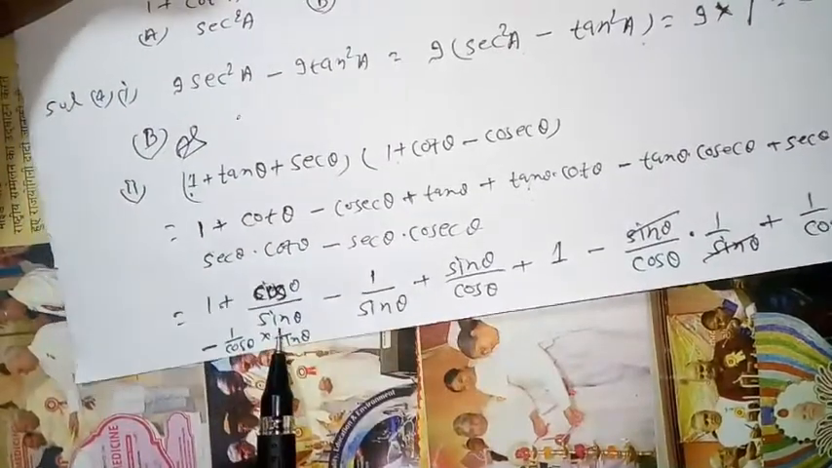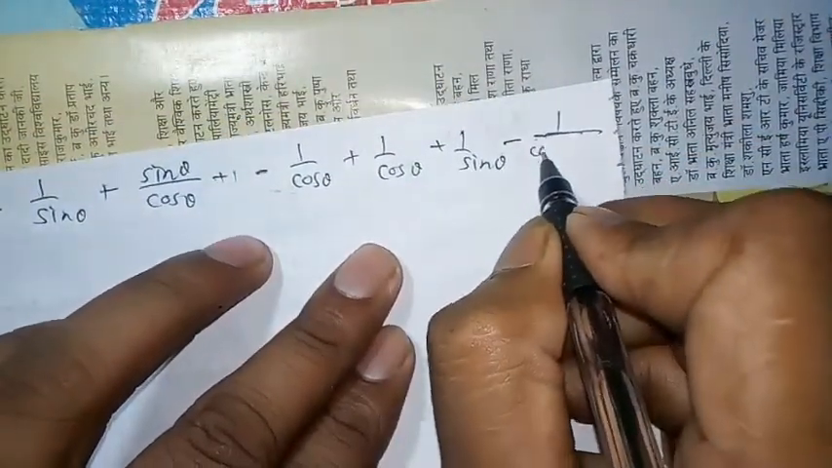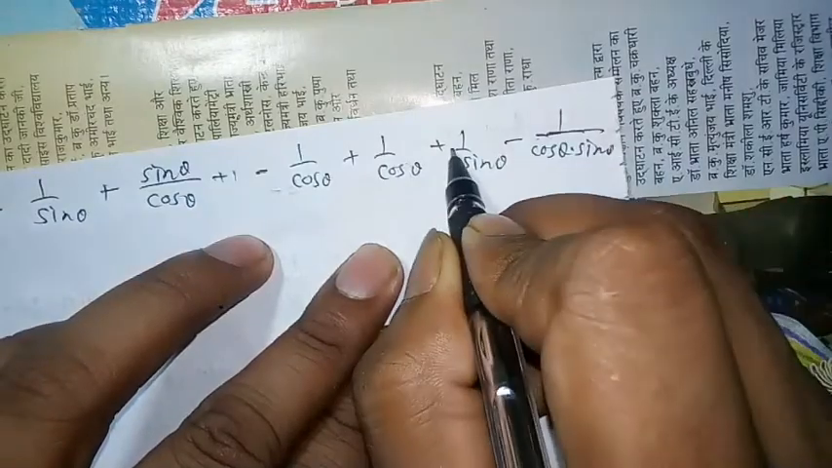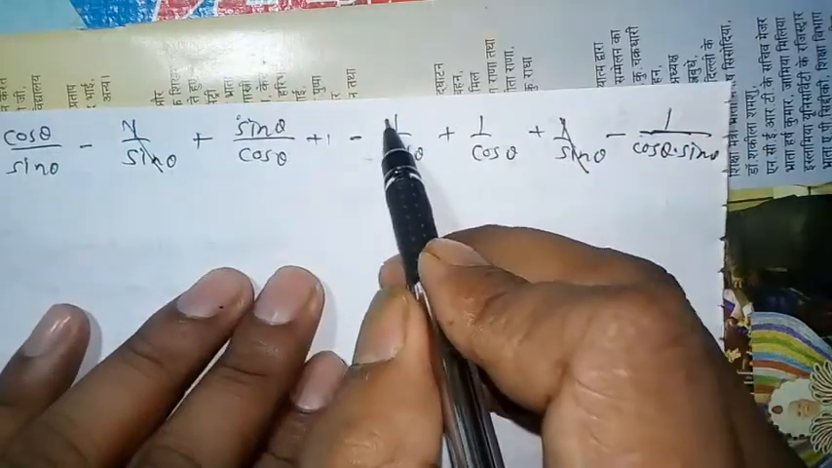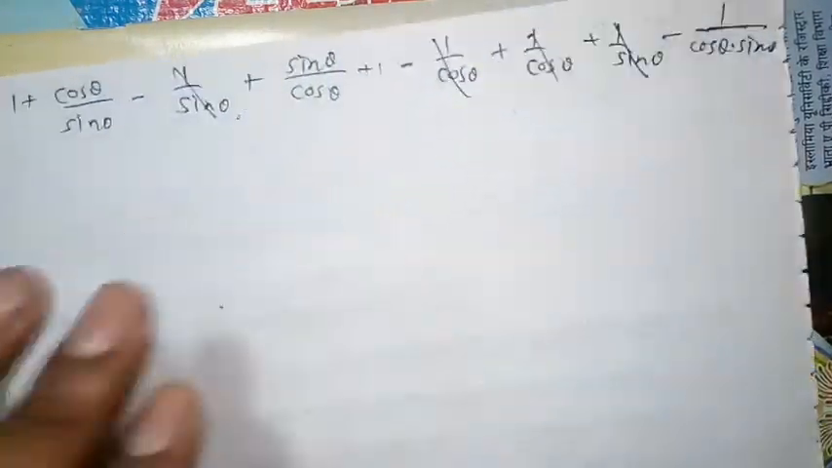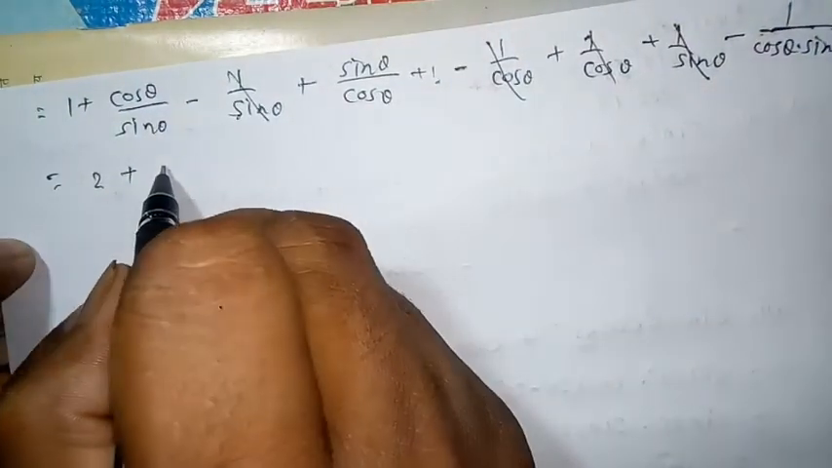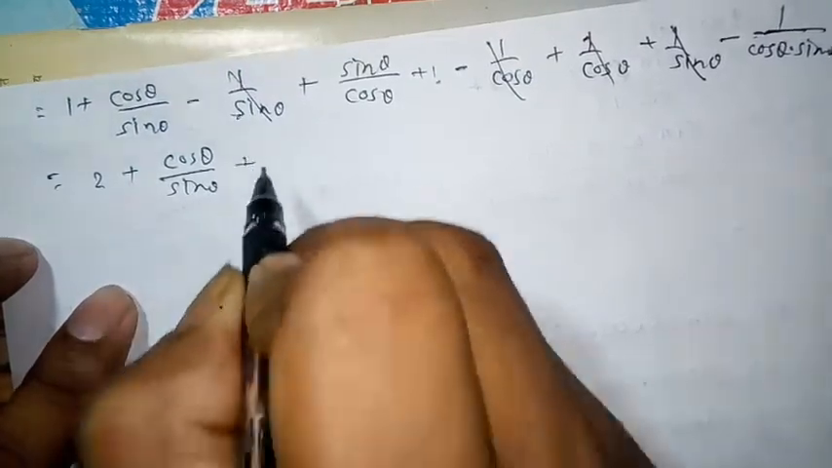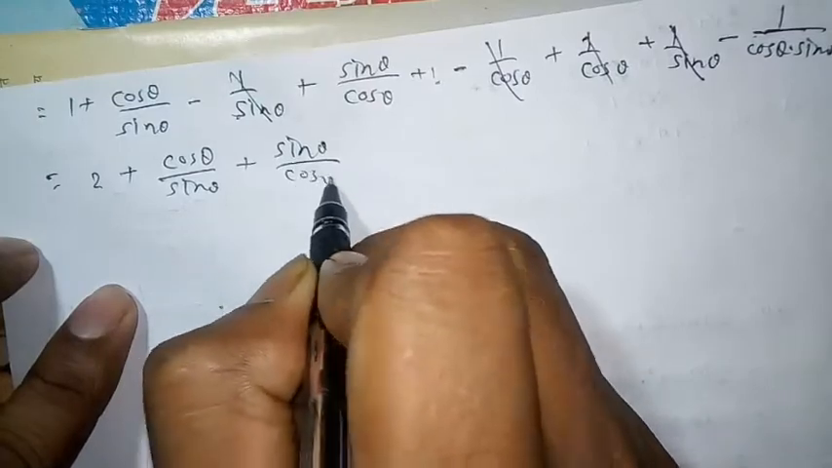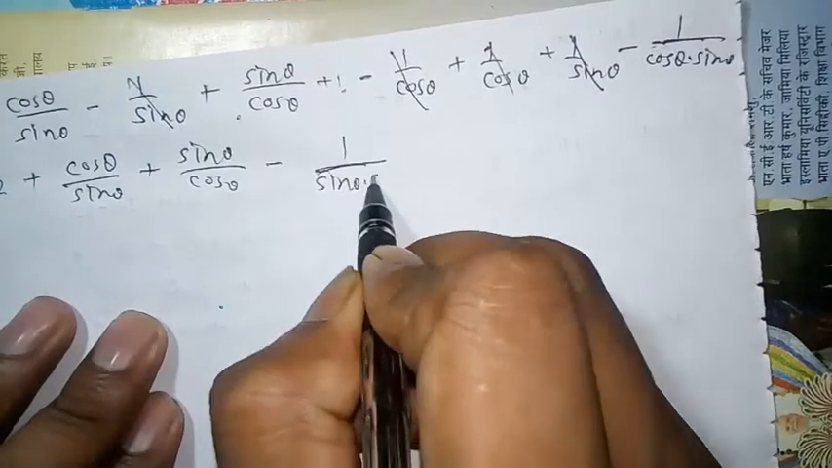1 by cos theta into sin theta, is equal to 1 by cos theta into sin theta. Then minus 1 by sin theta and plus 1 by sin theta cancel, minus 1 by cos theta and plus 1 by cos theta cancel, is equal to 1 plus 1, 2, plus cos theta by sin theta plus sin theta by cos theta, minus 1 by sin theta into cos theta.